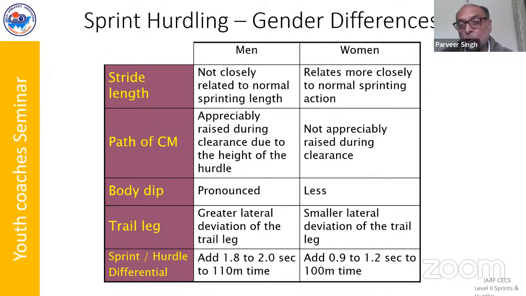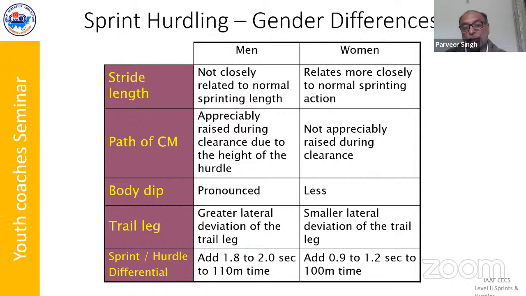Because the height is greater, naturally to counter that force, to minimize the vertical lift and the air flight time, the body dip is more pronounced in men. It is there in women, but less than in men. There is also greater lateral deviation of the trail leg. We have seen the lateral deviation is more in men, whereas women have a smaller lateral deviation of the trail leg. But all these things happen because of the rules.